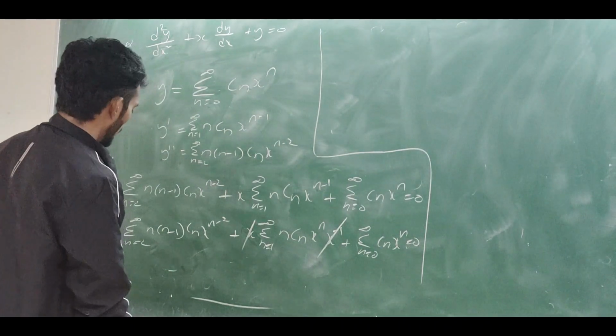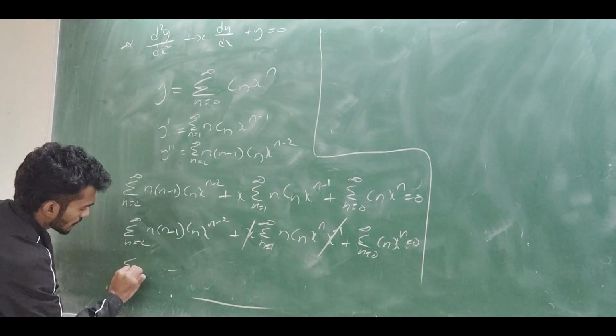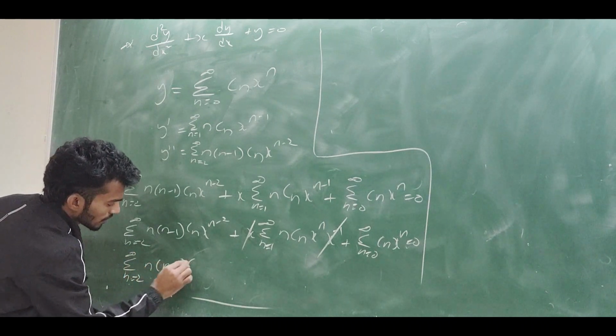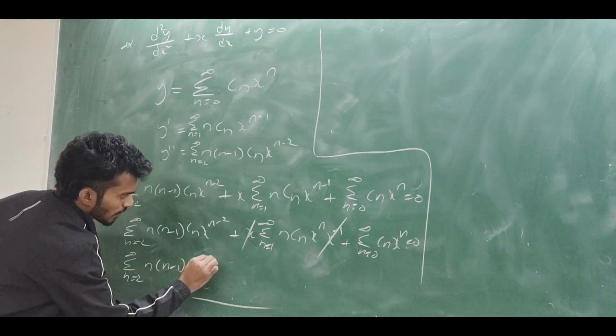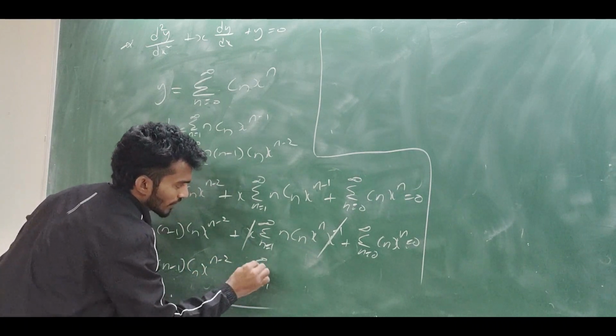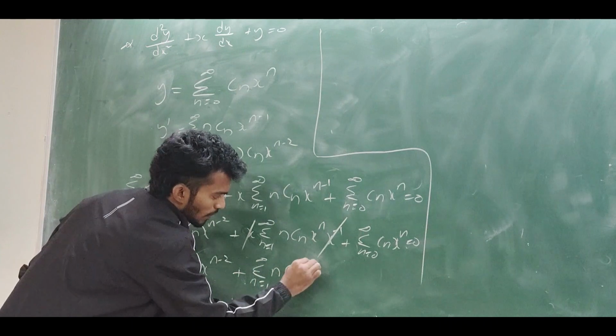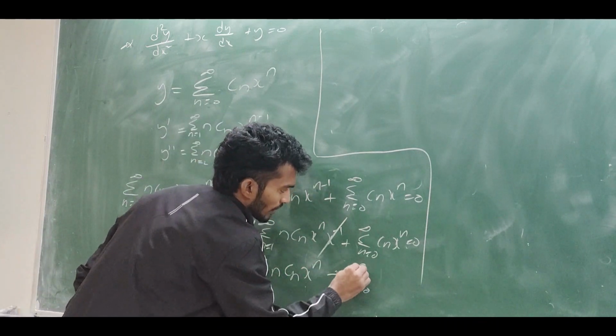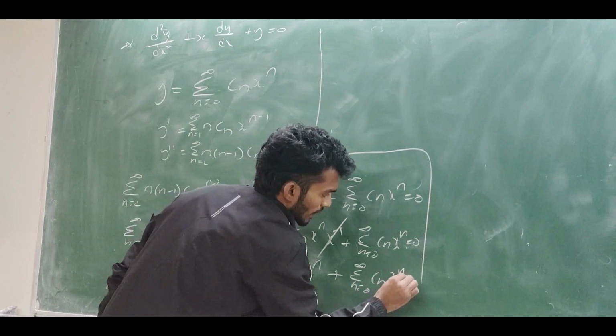Then finally what we get is summation n equal to 2 to infinity n into n minus 1 Cn x power n minus 2 plus summation n equal to 1 to infinity n into Cn x power n plus summation n equal to 0 to infinity Cn x power n equal to 0.